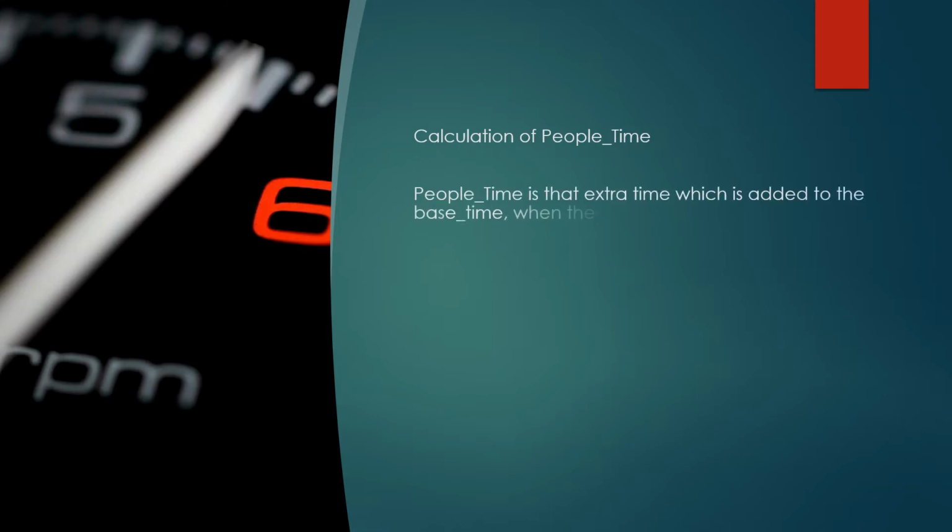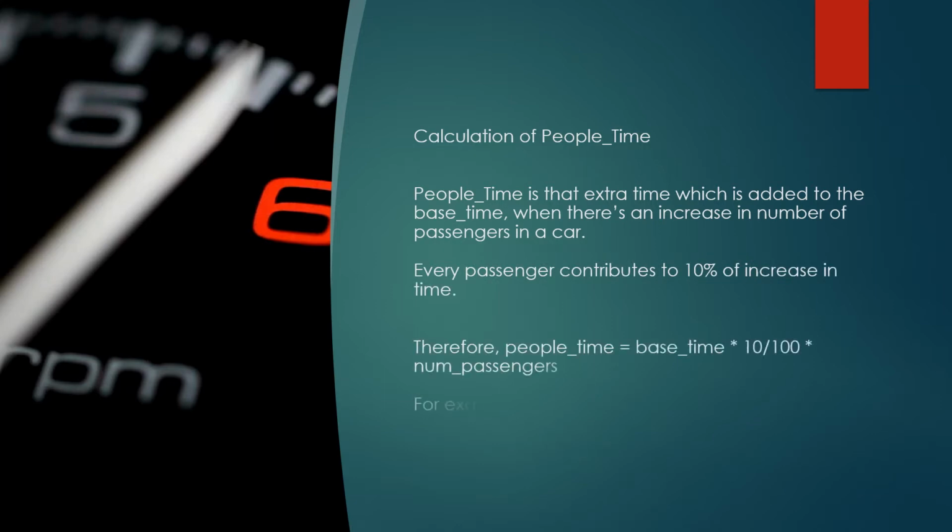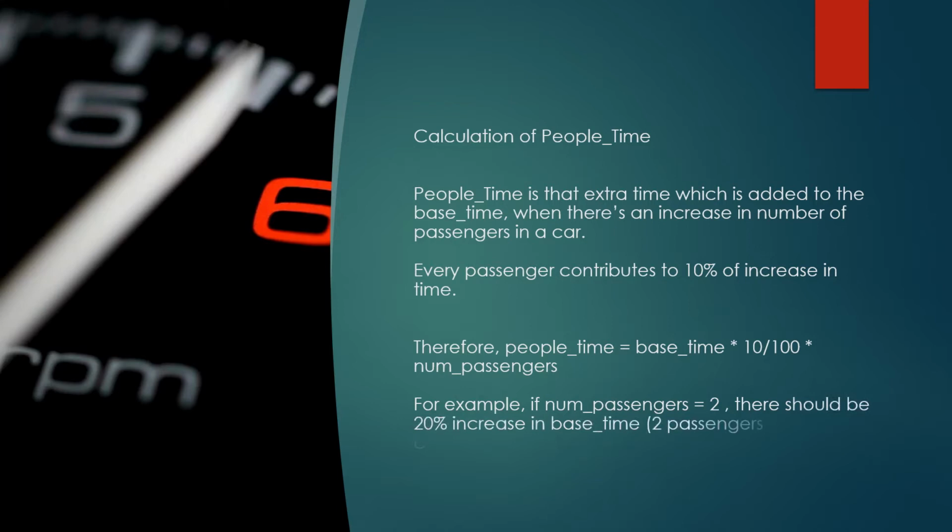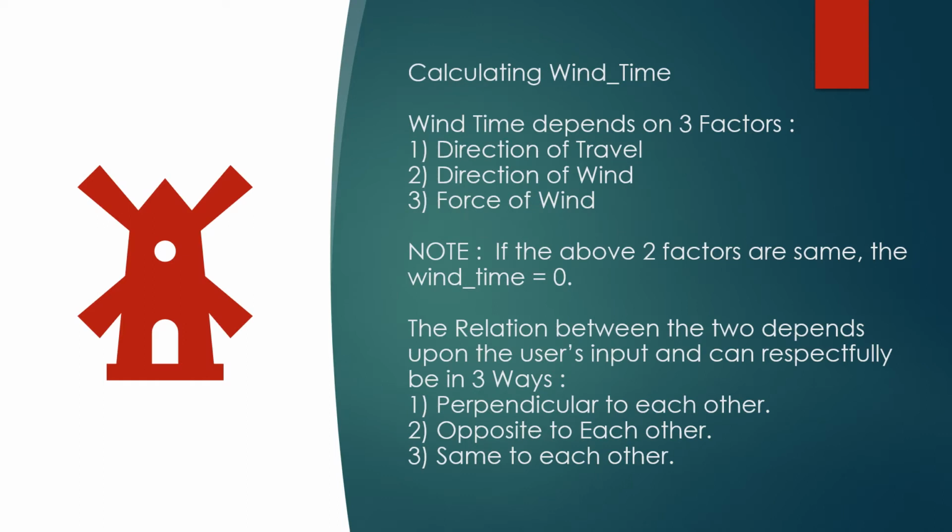Now we calculate the people time. This is the time which is added to the base time when there is an increase in the number of passengers in the car. That is, if there are more passengers, the car will weigh more and therefore will be affected more by the force of the wind. The people time equals base time into 10 upon 100, that is 10%, multiplied by the number of passengers. The condition is that for every passenger there is a 10% increase in the people time. Therefore, the formula will work as it should.